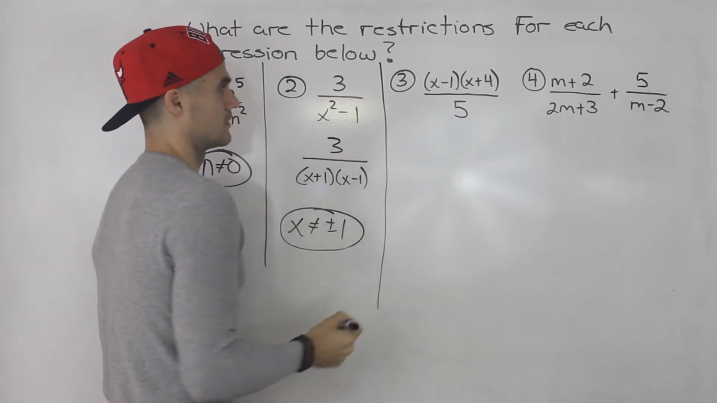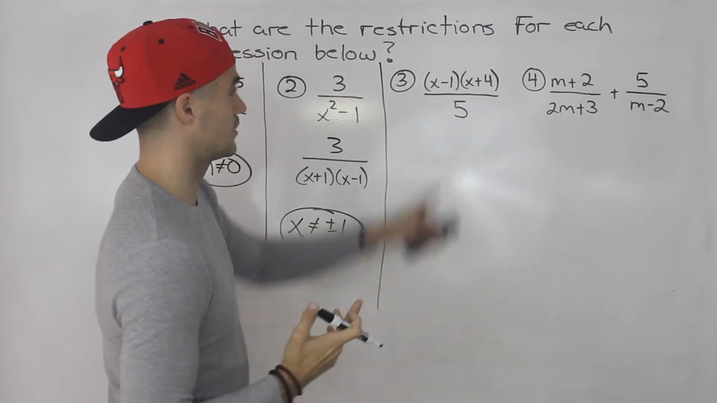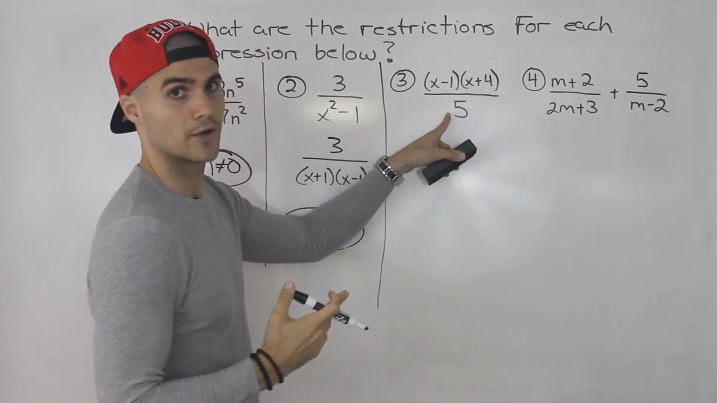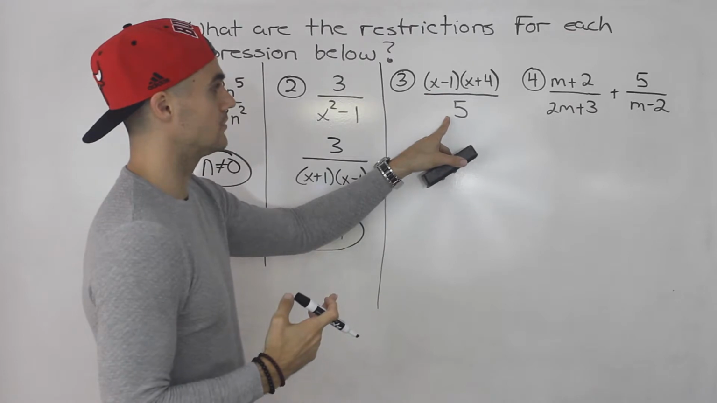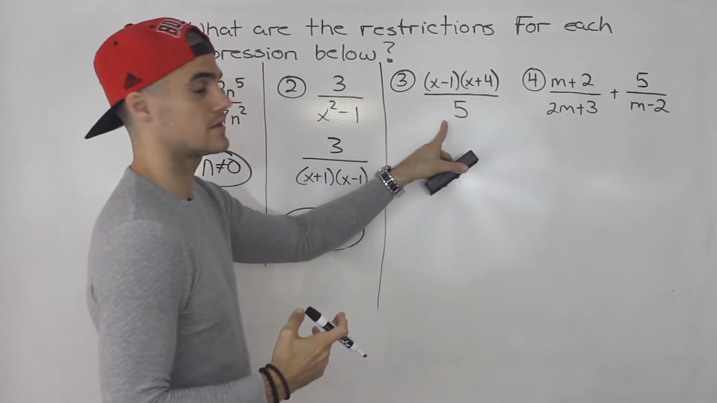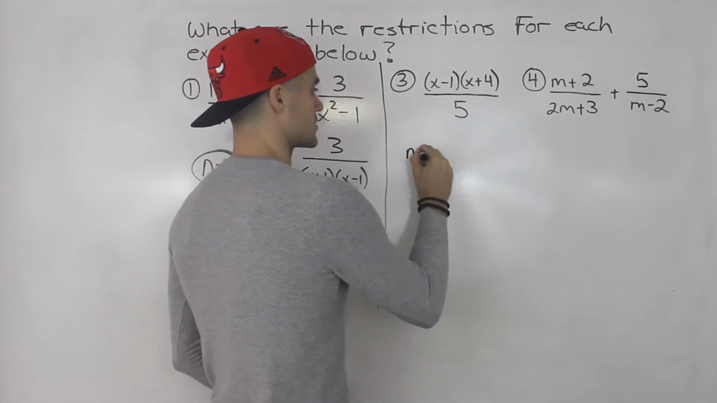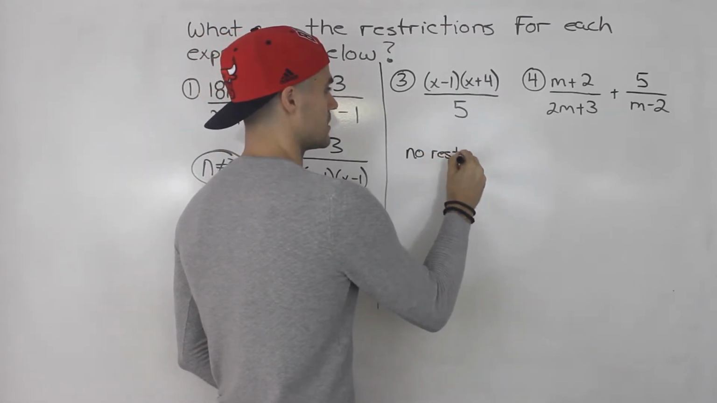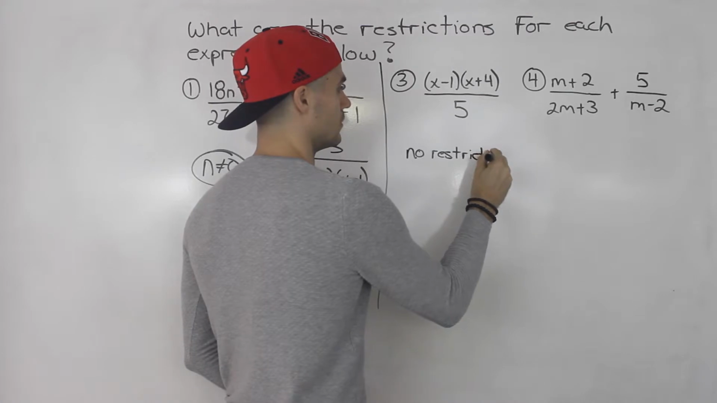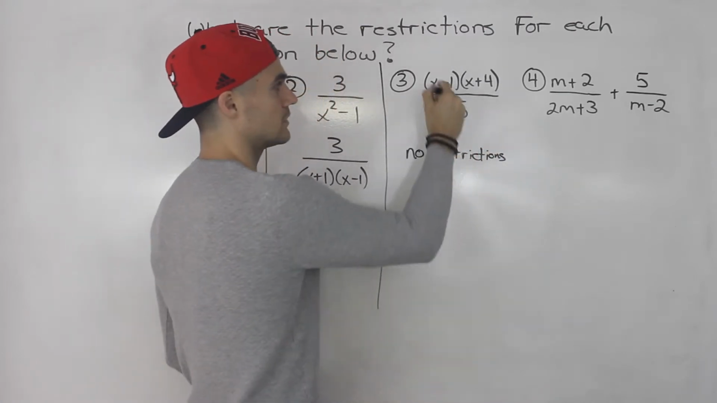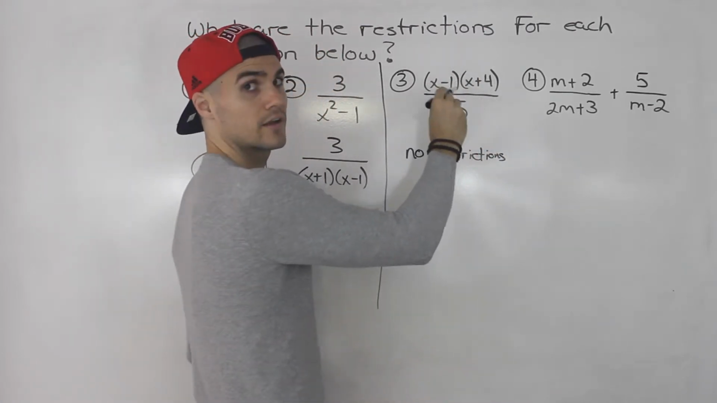What about number 3? Well, notice in number 3, everything is factored. The numerator is factored already. The denominator, you can't factor further. And notice there's no variable in the denominator. So in this case, there are no restrictions, because the denominator can never be 0. It's always going to equal 5. So really, x can be anything, because the numerator can be anything.